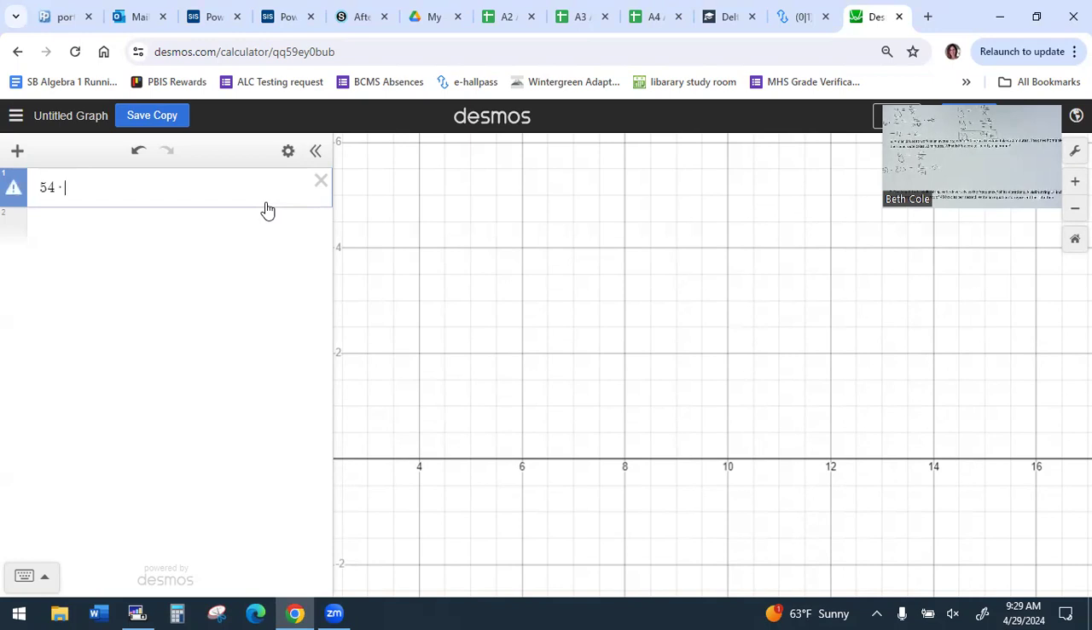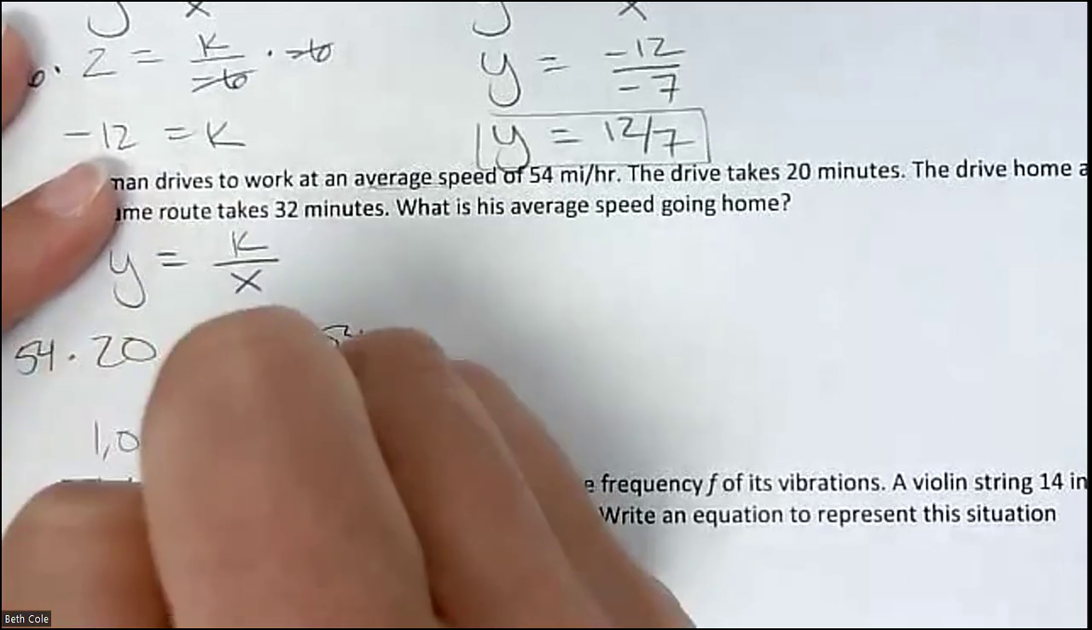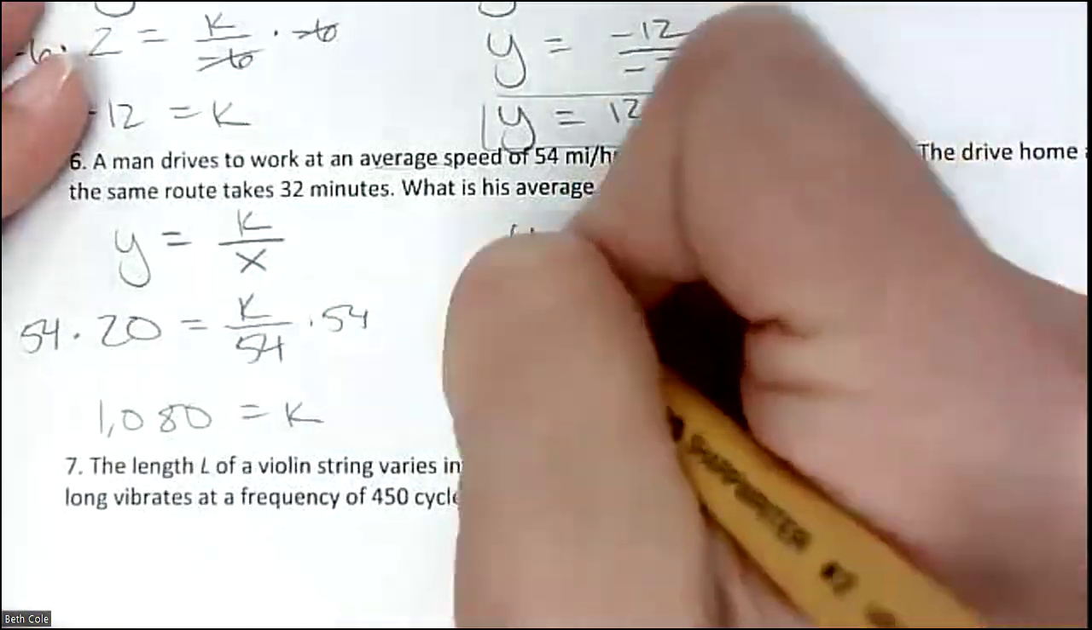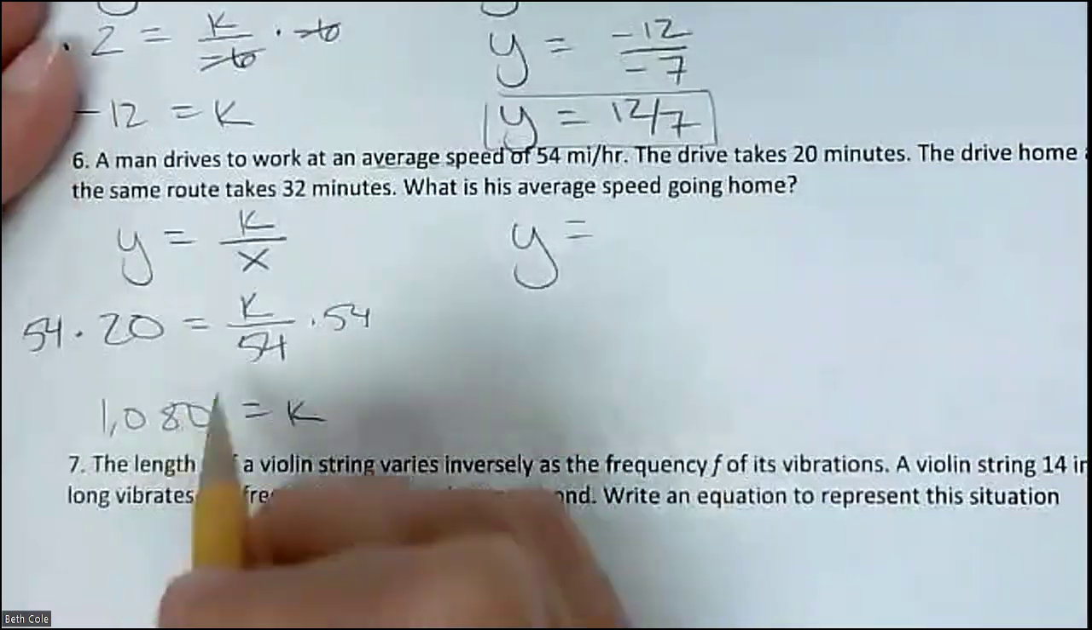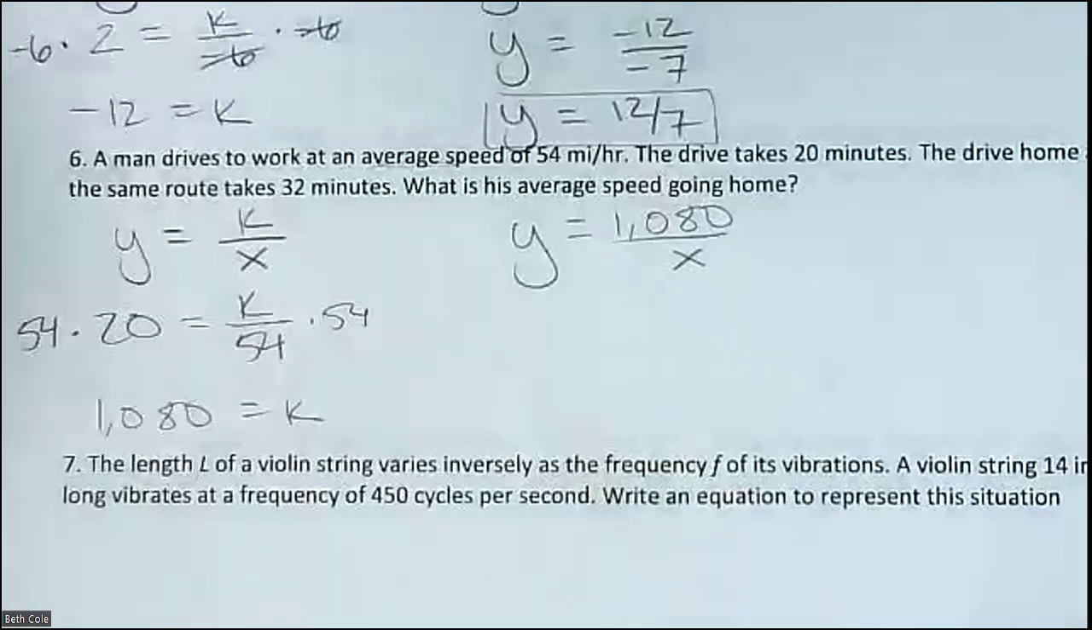54 times 20, 1,015. Good, you're close, 1,080. Yeah, estimating is an important skill to have. Just want to get a quick rough answer. All right, so then you start back over, it's y equals 1,080 over x.